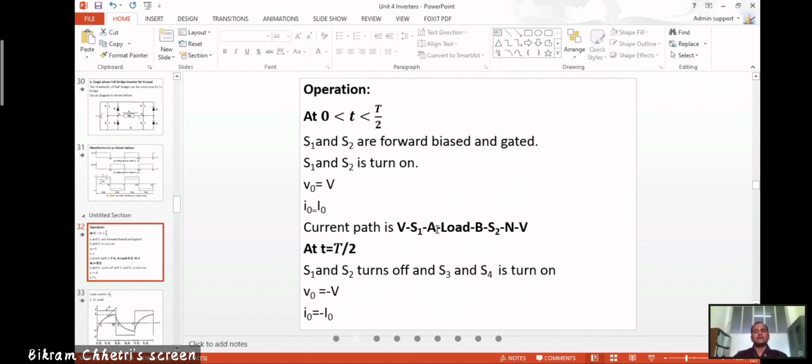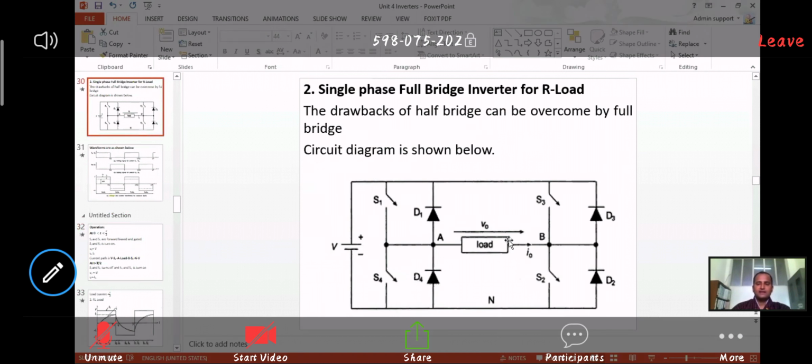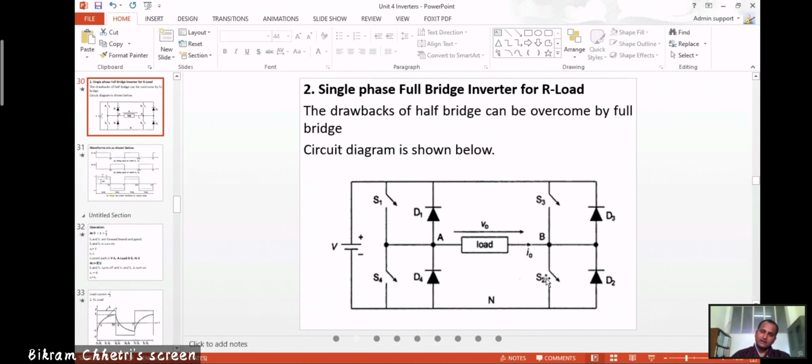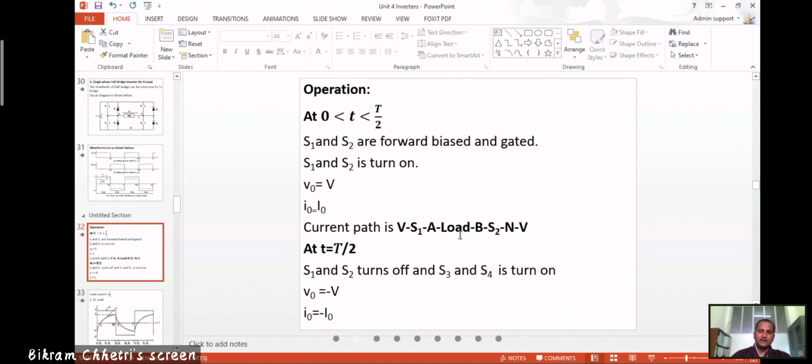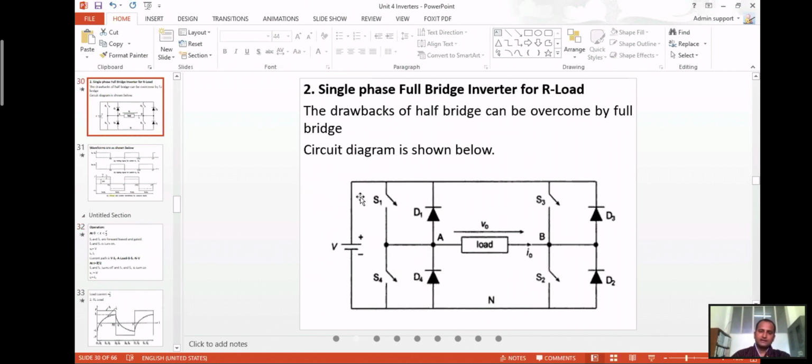So this is the current path: V, S1, A, load, B, S2, N, and back to V. This is the current path when S1 and S2 are triggered.